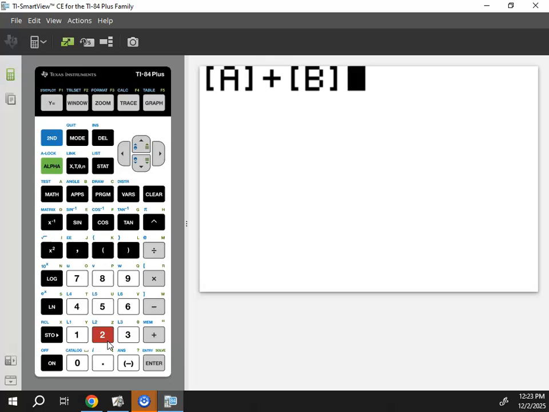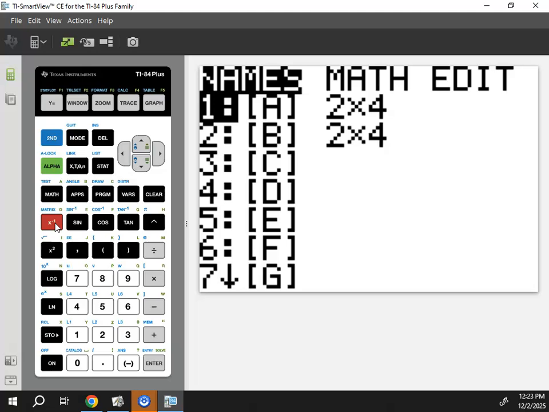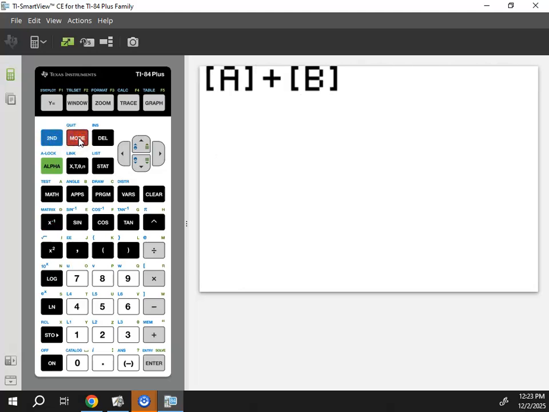How did I get the B? I did second matrix, and then when it's in the name column, since I already have stuff, you can arrow down and hit enter or just choose 2 for B. Okay. Wait, what? Where did I lose you? To get here? How did I get this?